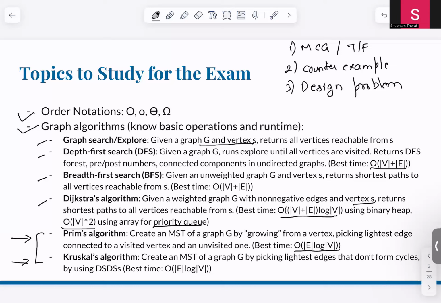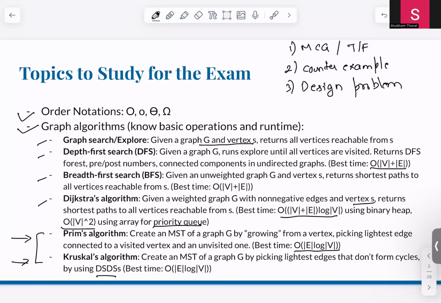And in Kruskal, we have seen the best implementation using DSDS. Make sure you know how DSDS works. I think we have seen two types of implementation there in Kruskal's. One is a leader-based method, another one is a union-based method. So make sure you know how these algorithms work.